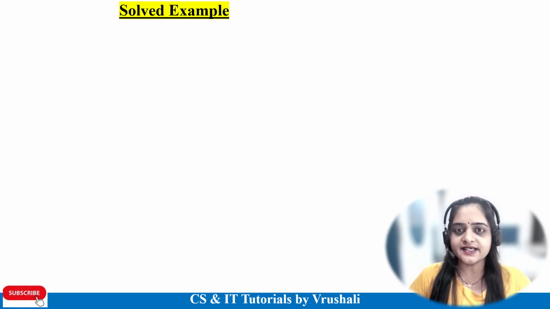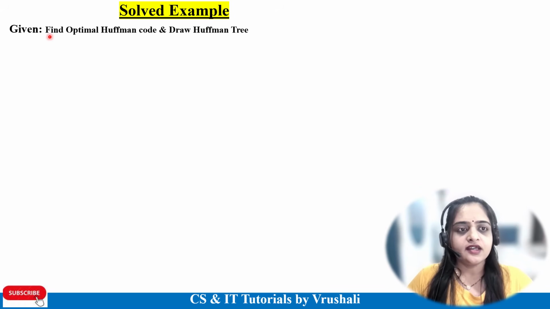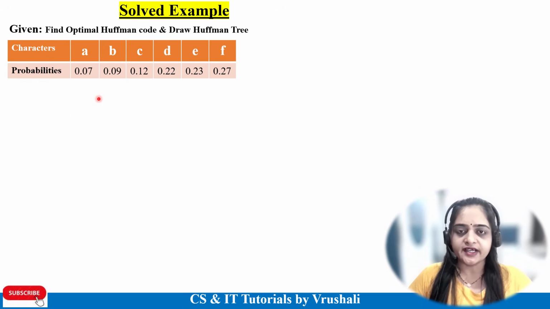Now let's understand a solved example of Huffman coding. See, this is your given data. In your exam, they ask this kind of question like find the optimal Huffman code and draw the Huffman tree. And this data is given. This kind of question is generally asked for 4 to 6 marks. Now how to solve this?